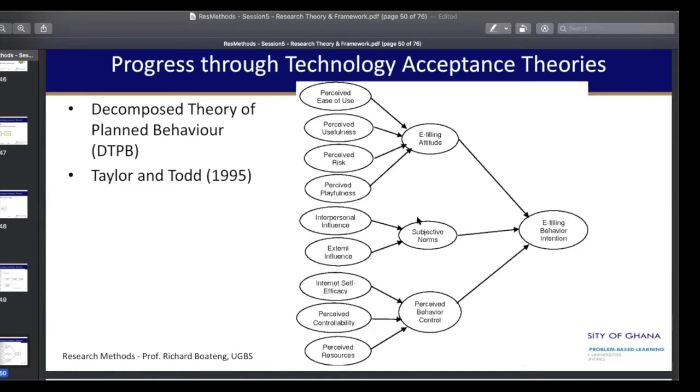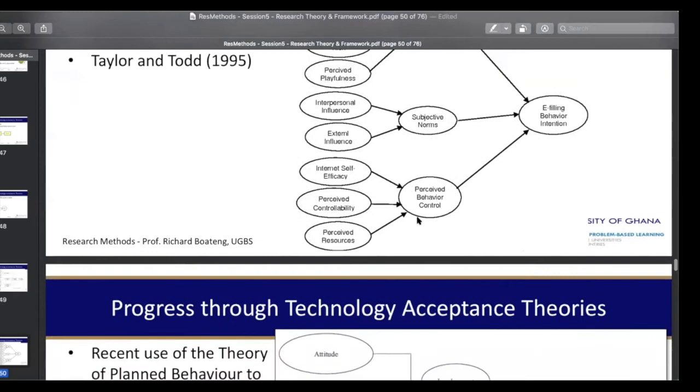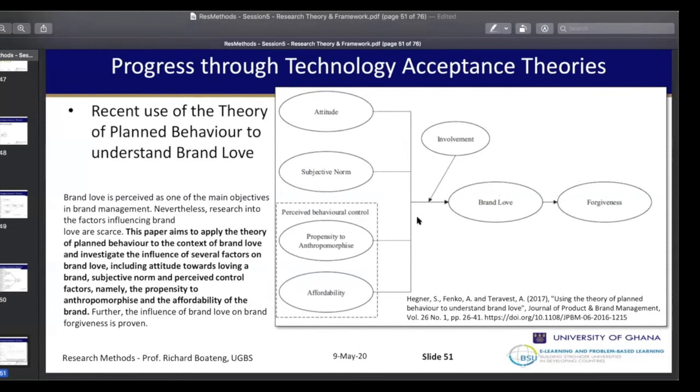See, the actual performance of behavior was not highlighted in this study. This is somebody who applied it in a study of e-filing, using electronic means to file. I don't know whether it's in an organizational context or in the election context, but it's for e-filing. Okay. Then somebody uses it to study brand lab. We just looked at this one already. Setting it already and you modified it.